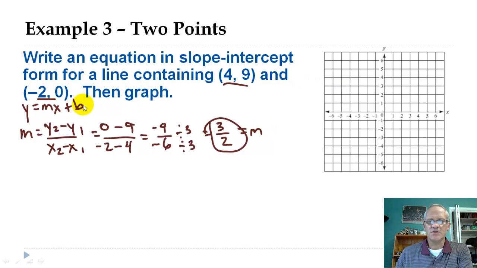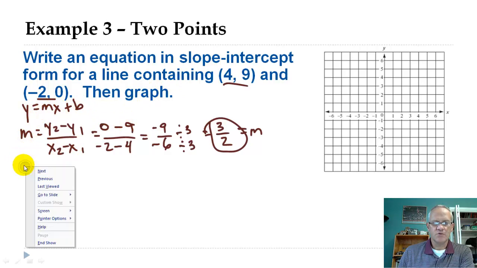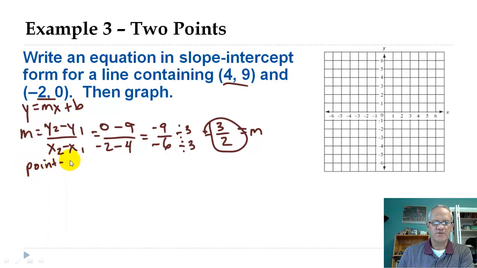All right, so here's where you can go a couple of different ways, all right? The first way is we can plug this into point-slope form, and then we'll just change it into the y equals mx plus b, okay? So what that means is I have a slope now, and I have 2 points. So which point do I use? The answer is either one. They're going to give you the same thing. All right, so whatever one you think is easier, use that one.